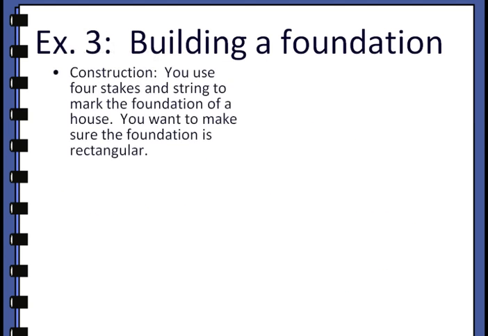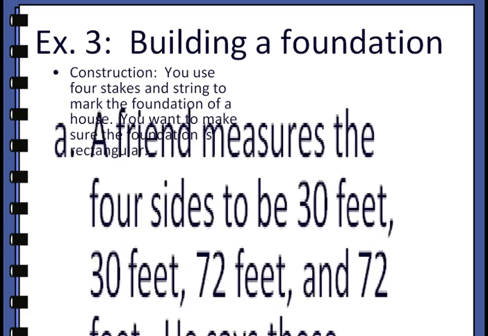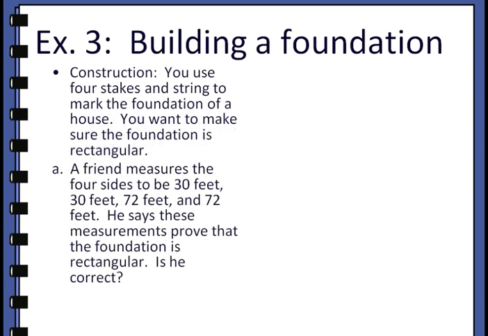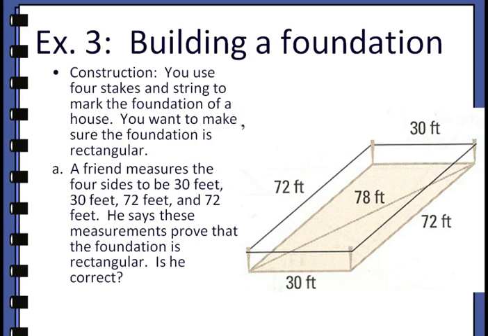Okay, and then finally, in construction, I'm trying to give you a real-world example here. Let's say you're trying to mark a foundation of a house. This is a picture of that foundation. And let's ignore the diagonal for a moment. Let's say your friend measures the sides and says, this is 30, this is 30, this is 72, and this is 72. We don't know anything about the diagonal yet. And he says, okay, you've got a perfect rectangle for your foundation. Is he correct? So I want you to think about that a minute.